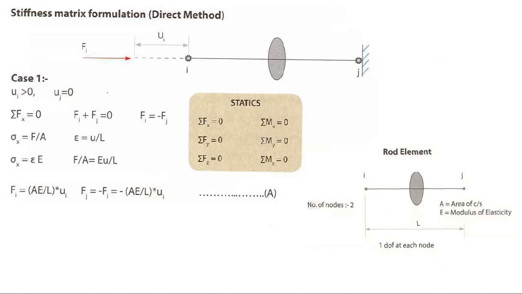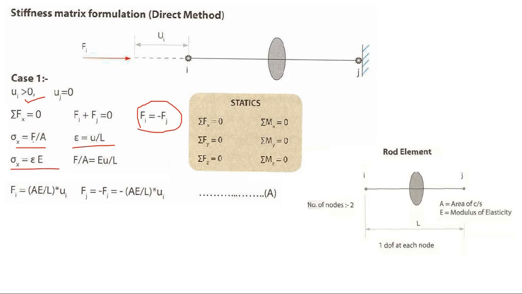If you see here, for example, there are two joints, right? So here we are applying force. Case 1, ui, this I joint, is greater than 0, uj is 0. That means summation of force at x equal to 0, meaning fi plus fj equal to 0. fi equal to minus fj will come. Axial stress equal to F by A. Strain equal to the displacement divided by overall length.